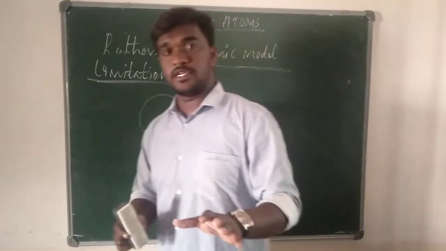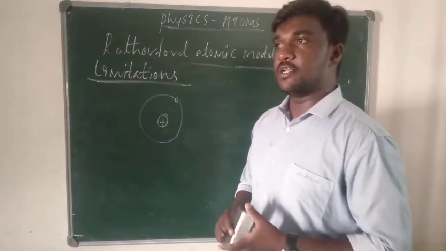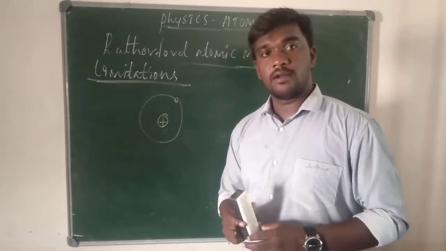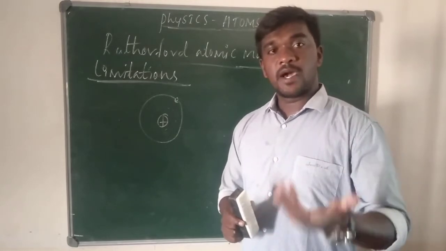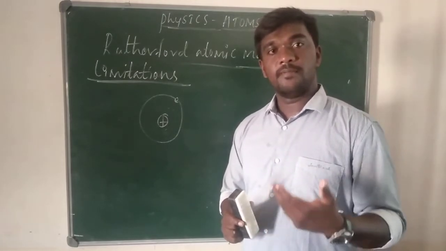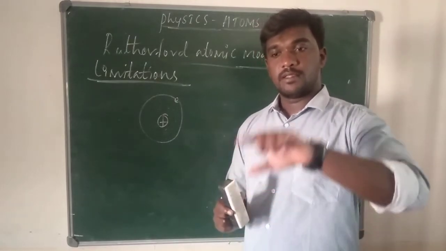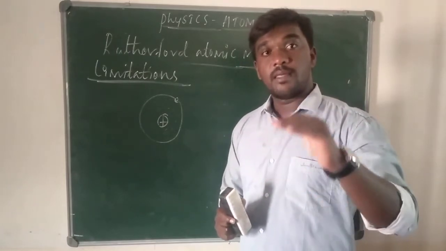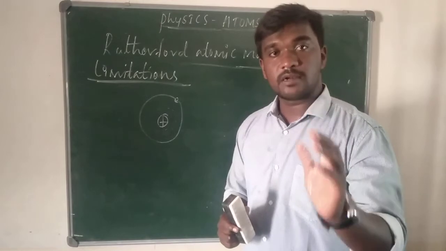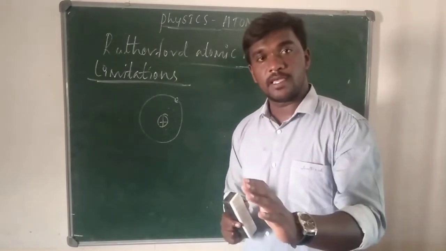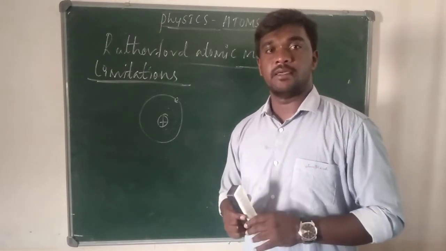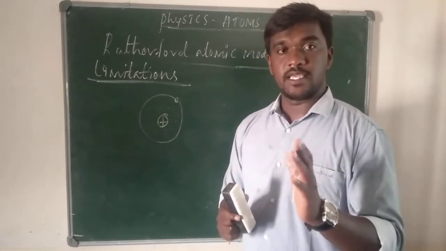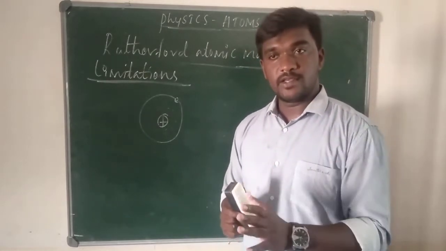That is one limitation. Another limitation: the electron spirals inwards, which means the revolving electron finally falls into the nucleus. The angular velocity of the electron and its frequency change continuously.